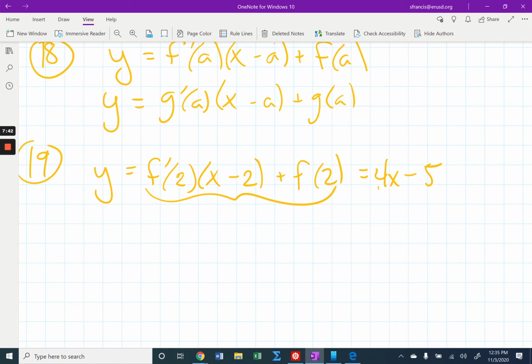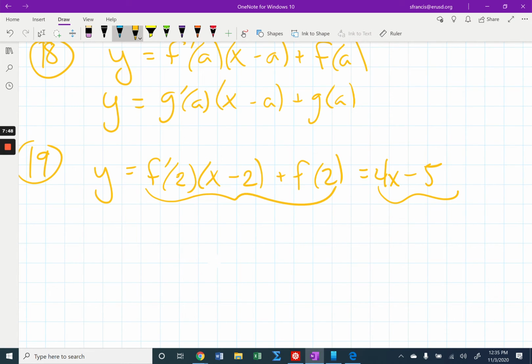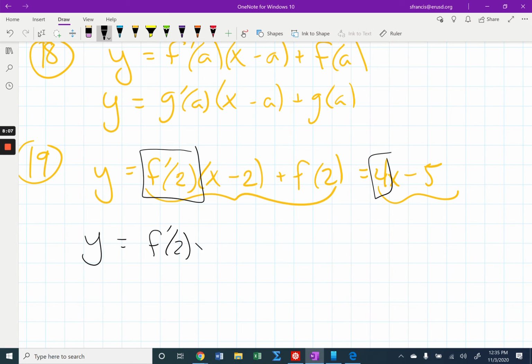Now there's some simplification that has to happen here, but there are certain things that should be obvious to us. Like for instance, this is the slope. The slope of that is 4. So f prime of 2 is 4. Okay. Now the constant negative 5 is not f of 2, because if I distribute this on this side, I'll get f prime of 2 times x, and then it'll be plus negative 2 times f prime of 2.